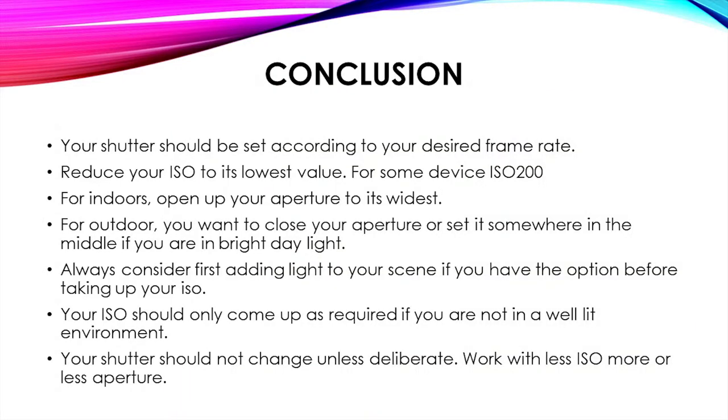In conclusion, let me go through this one more time. Whenever you get into an environment, put on your camera and your shutter should be set according to the desired frame rate. It means your shutter should be double your frame rate. If your frame rate is 25, then your shutter should be 50. Now, for your ISO, reduce your ISO to its lowest value. For some devices, you find ISO 200, and of course, take it up as you need it.